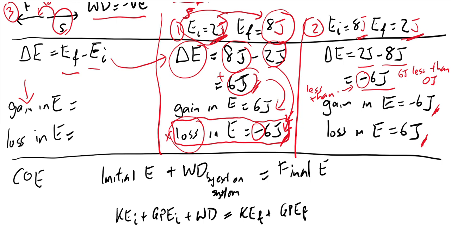We look at case 2. Initial energy is 8 joules, final energy is 2 joules. If this is the case, then final minus initial will be 2 minus 8, which gives you negative 6 joules.